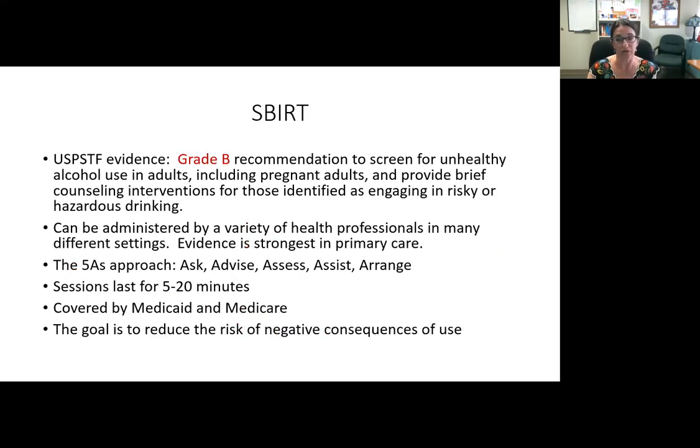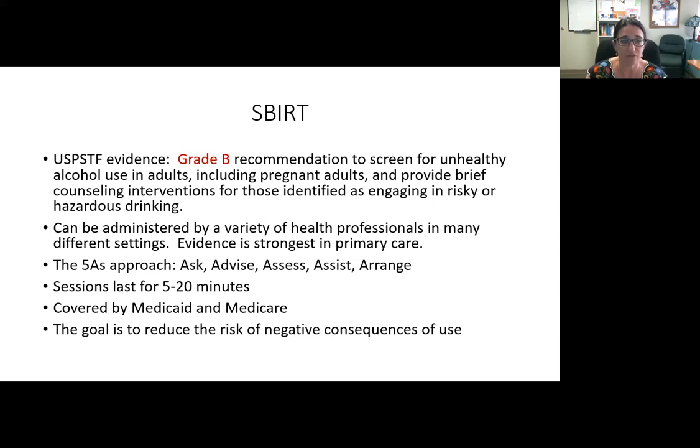And screening has been shown to be very effective for this. The USPSTF gives a grade B recommendation to screen for unhealthy alcohol use in adults, including pregnant adults, and provide brief intervention for those who we do identify as engaging in a risky or hazardous drinking level. It is grade B, meaning that it can be covered by Medicaid and Medicare. It can be administered in a variety of settings by a variety of health professionals, but the evidence is strongest in primary care, where we use the 5 A's approach to ask, advise, assess, assist, and arrange for help if needed. And these sessions can be really brief, lasting anywhere from 5 to 20 minutes.